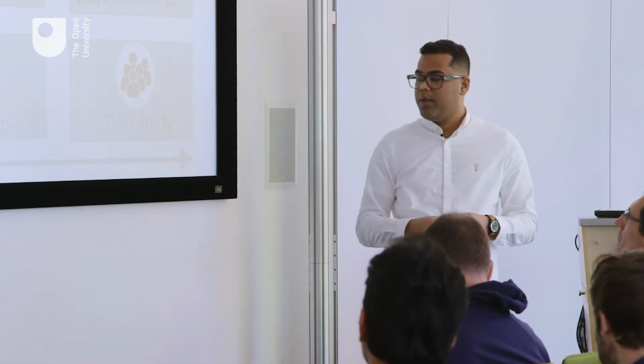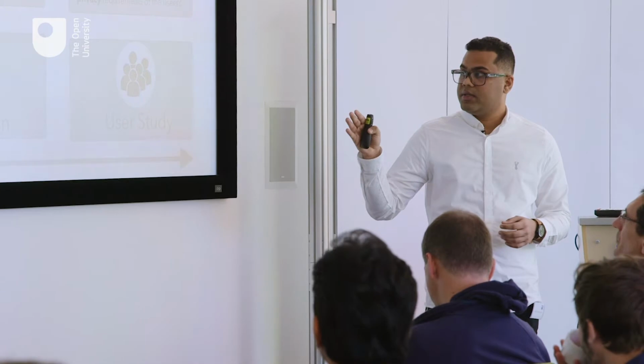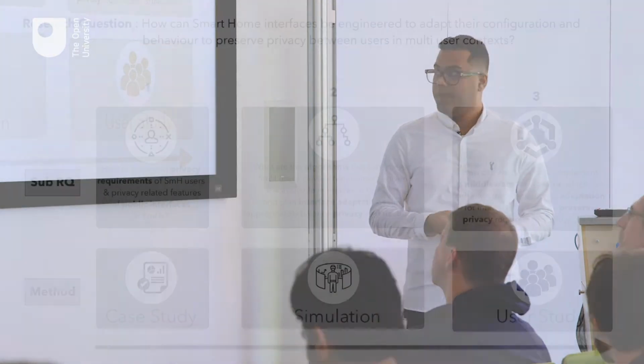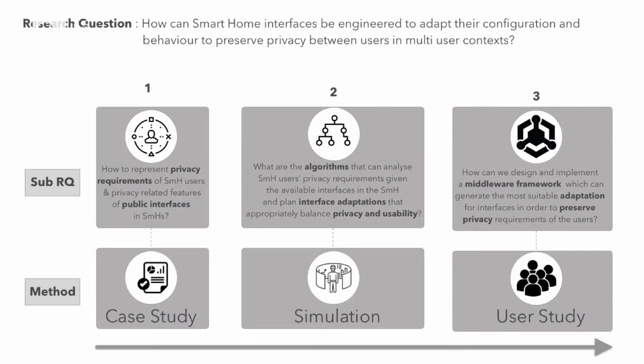The method that I'll be using to assess that research question is simulations. Then the final question is to put the results from the first 2 sub-questions together and come up with a middleware which can run in a real smart home scenario. And for that, I'll be doing a user study to see how well my middleware framework could preserve the privacy of the smart home users.